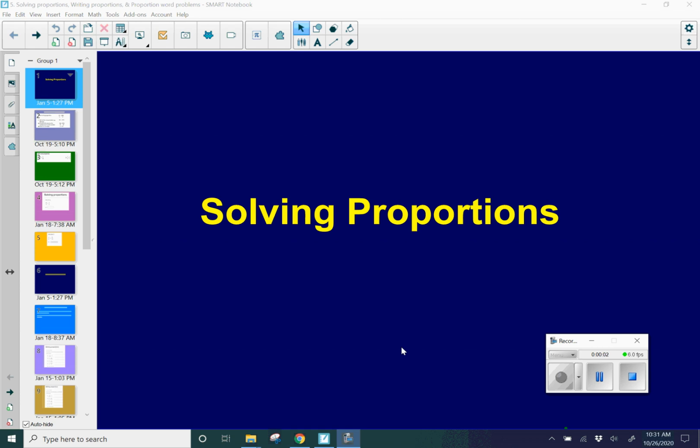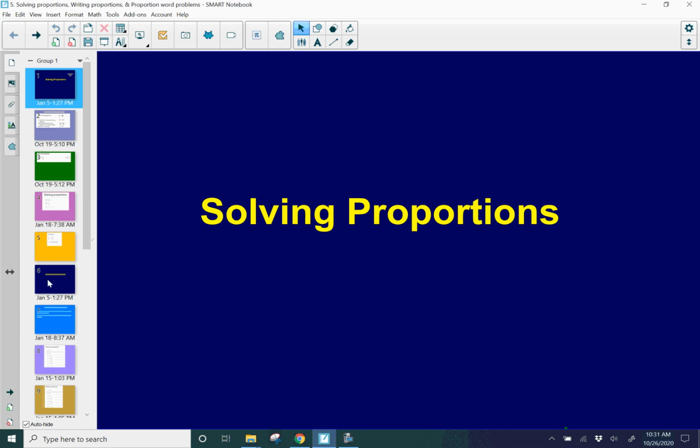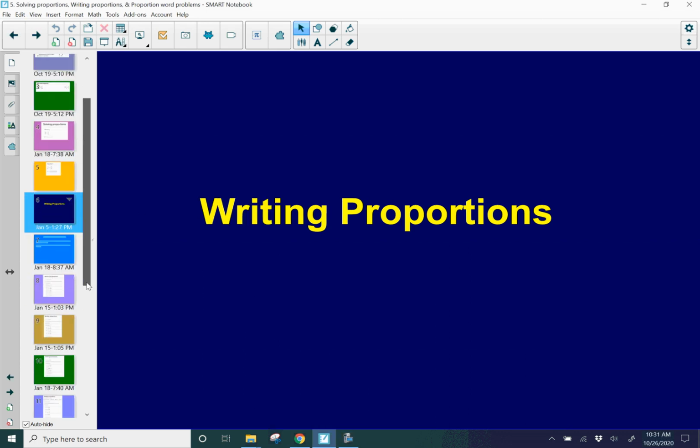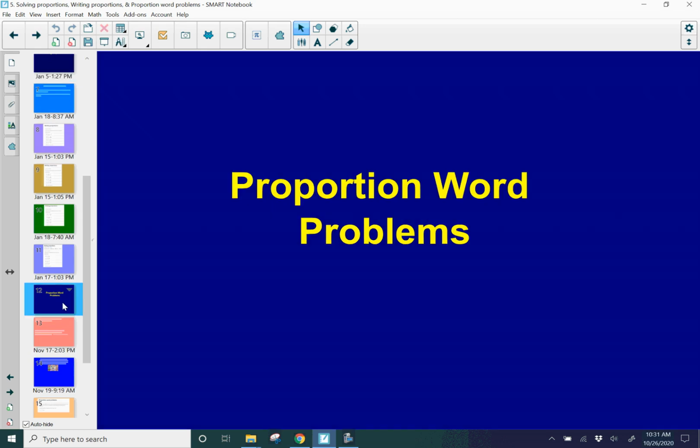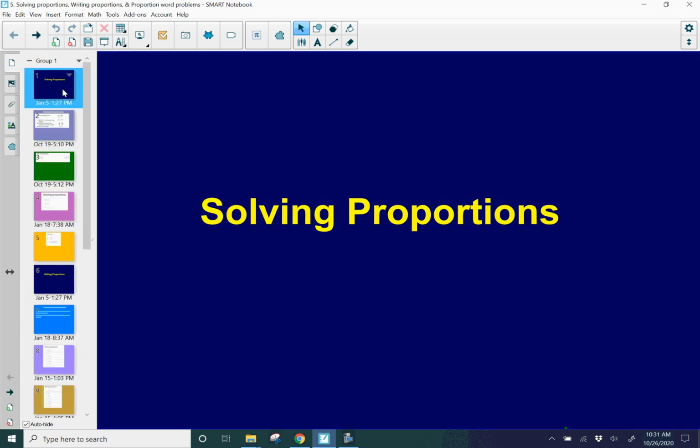Hello everyone. Today we're going to be covering the next three skills in the rates and proportional relationships unit, starting with solving proportions. Then we're going to move into writing proportions. And lastly, we're going to do some proportion word problems together. So let's go back to solving proportions.